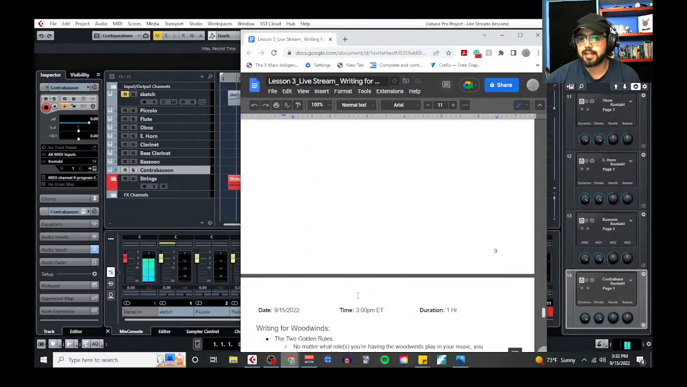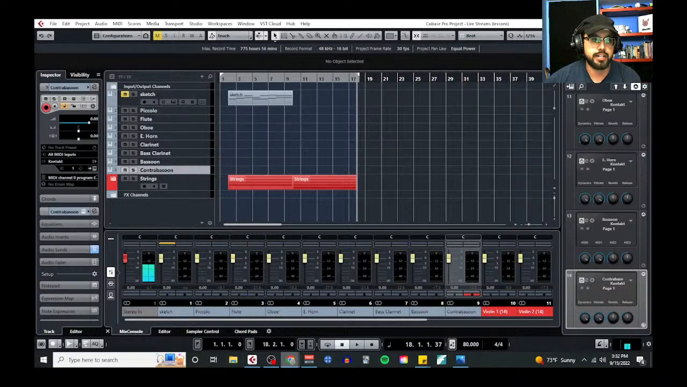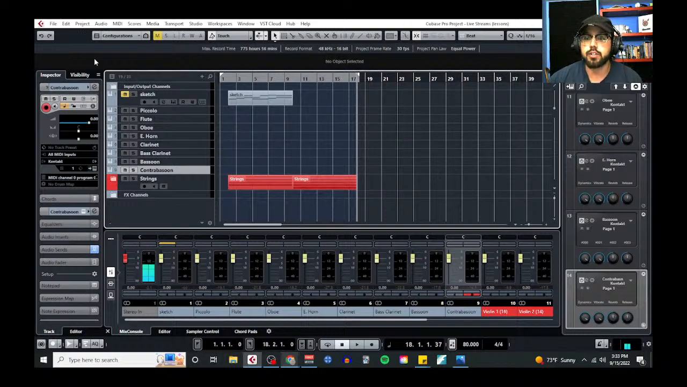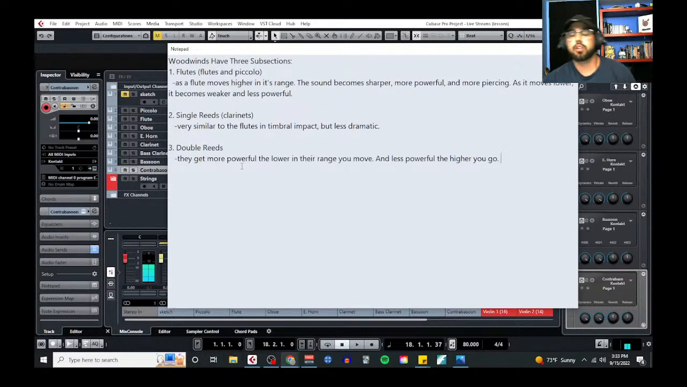All right, so that was the speed run through the profiles for each instrument. Like I said, I really recommend that you take some time to revisit each of those on your own, and start committing those ranges, registers, and tone colors to memory. The big takeaway that I want you to have for the rest of this lesson comes back to those initial notes. As we start to talk about writing for the woodwinds, keep in mind their greatest strength is their variability in tone colors.